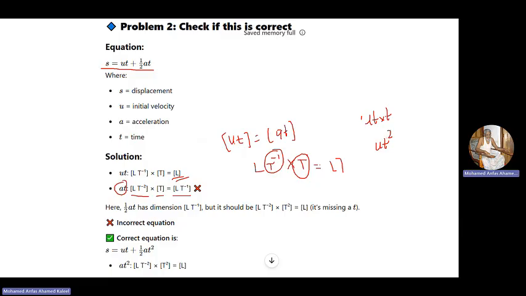So the correct equation is what? S is equal to ut plus half at squared. So this is the correct equation, and the dimension of at squared is finally L. So dimensionally, this equation is correct. The given equation is wrong by the checking of dimensions.